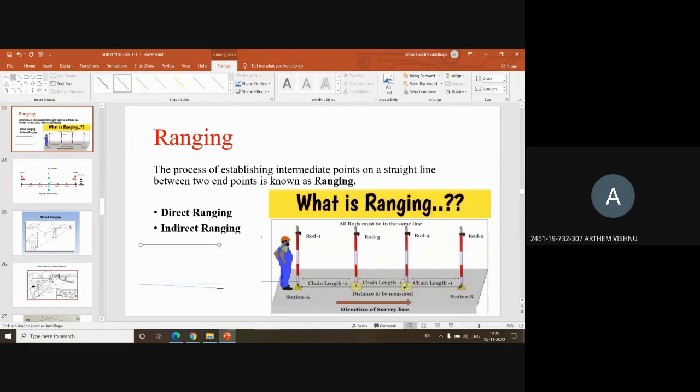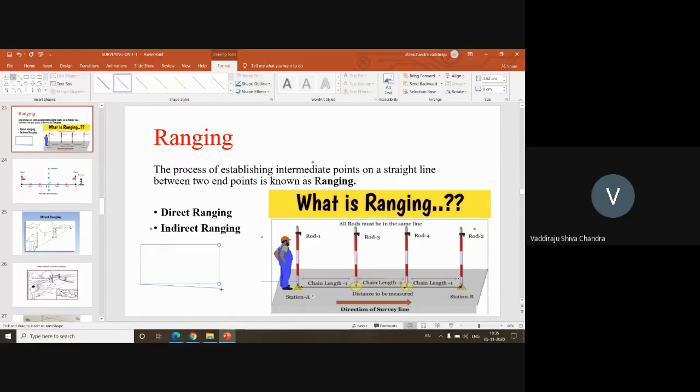To establish points, sir. Intermediate points, sir. Establishing intermediate points is right, but why? You can establish intermediate points just by naked eye also, right? What is the purpose of it? It may be a long distance, so it is difficult, sir.